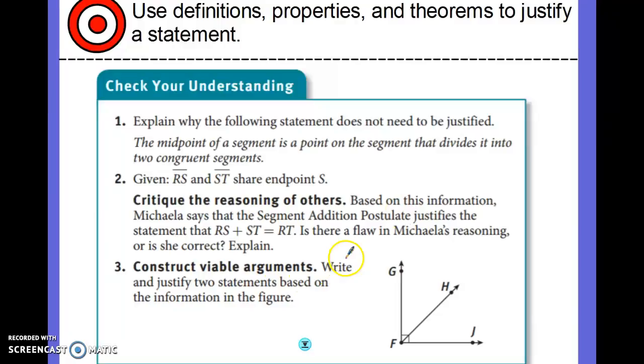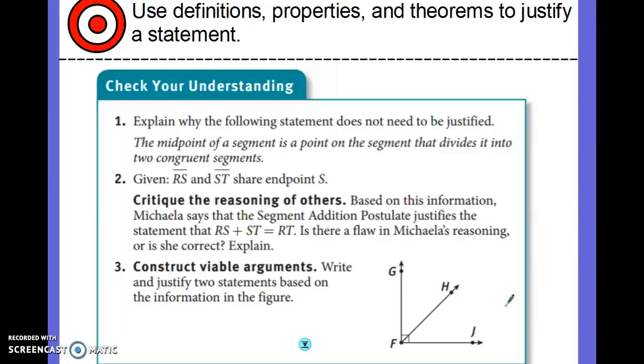Okay. All right. Write and justify two statements based on the information in the figure. So looking at this figure here. Okay, so take a couple moments and look at that. So when I look at it, I see a right angle here. Okay, so I think it would be reasonable to say that angle GFJ is a right angle, which means it equals 90 degrees, right?